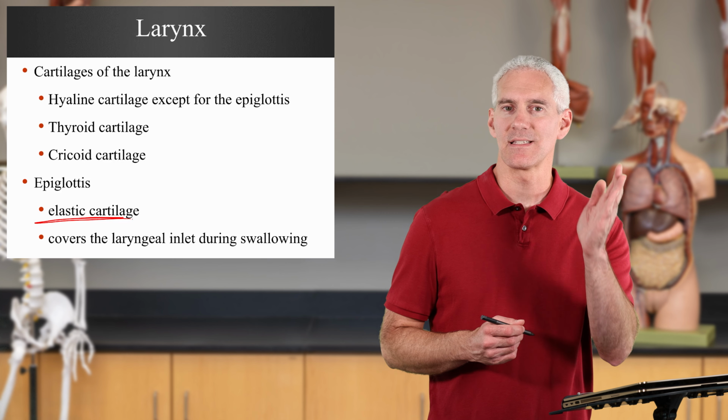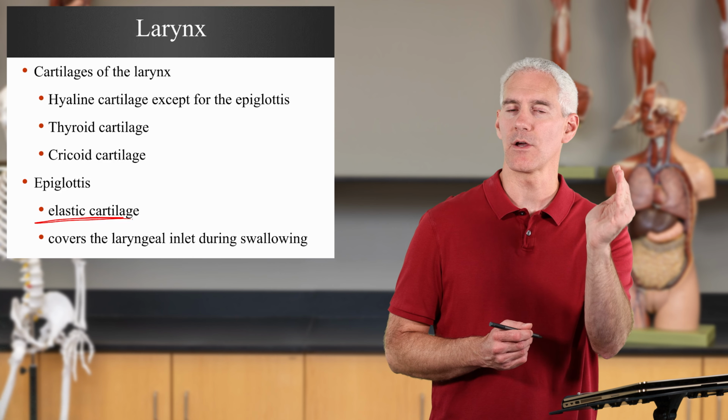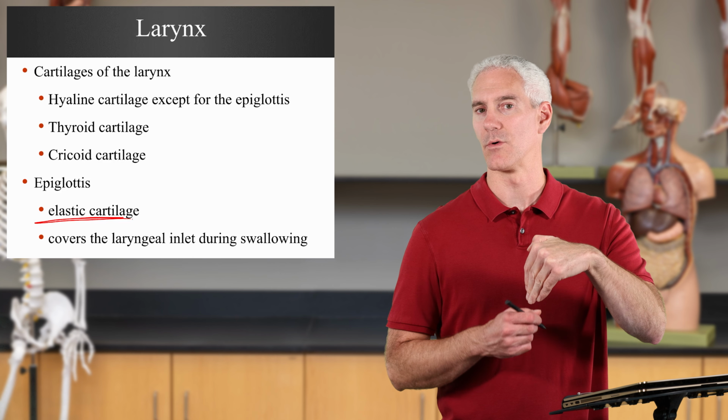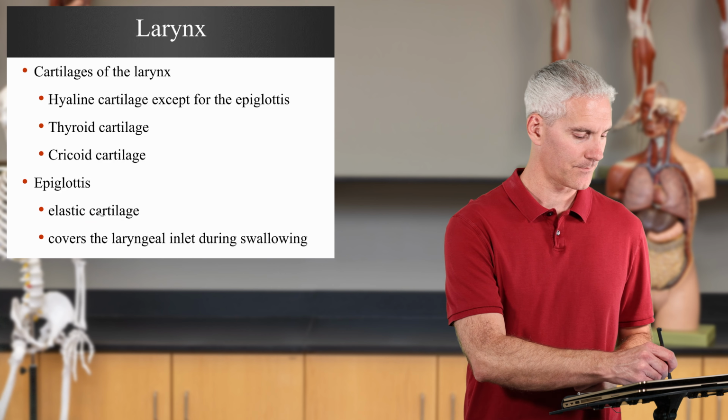It's elastic because that epiglottis is folding over every time you swallow food or liquid. And the purpose is to cover up the larynx. You're basically making sure that food and liquid doesn't go down towards your lungs.